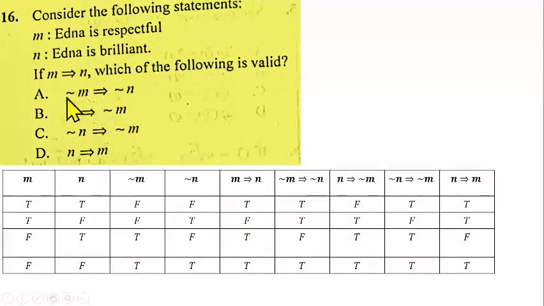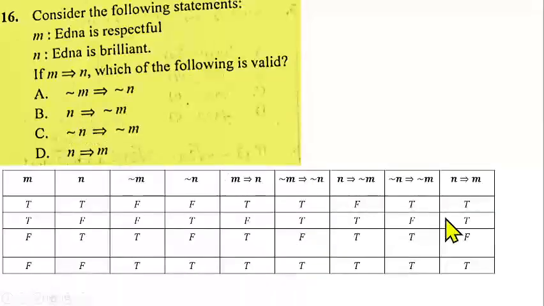So let's get the truth table for this one: if negation of M then negation of N. If F then F, that will give us true. F then T will give us true again. True then F will give us F. Then true then true will give us true. So we can see that the answer of this one is not the same as this one. So that means this one is out.